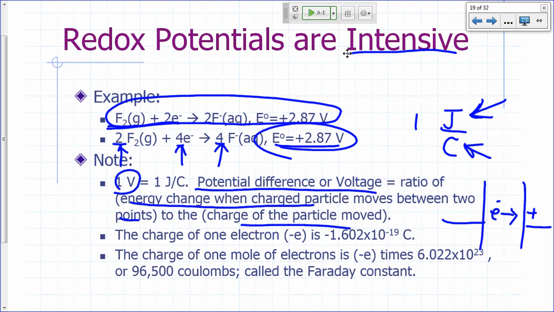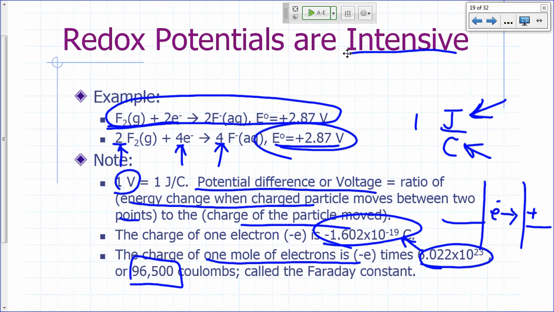The charge of an electron, if you recall, is negative 1.6 times 10 to the negative 19 coulombs. Now since we generally have to deal with moles, a mole of electrons would be Avogadro's number of electrons. If you multiply Avogadro's number by the charge of each electron, that will give you 96,500 coulombs, or 96,487 to be more precise. That is known as the Faraday constant, F. So that's 96,500 coulombs in a mole of electrons.